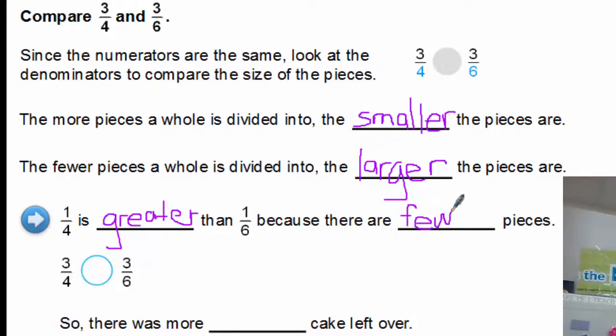With 1/4, you only have 4 pieces. With 1/6, you have 6 pieces. So the 4ths are greater than the 6ths because there are fewer pieces in the 4ths. So then 3/4 would be greater than 3/6. So there was more. Which one was the 3/4? Carrot cake. Let's double check just to be sure.